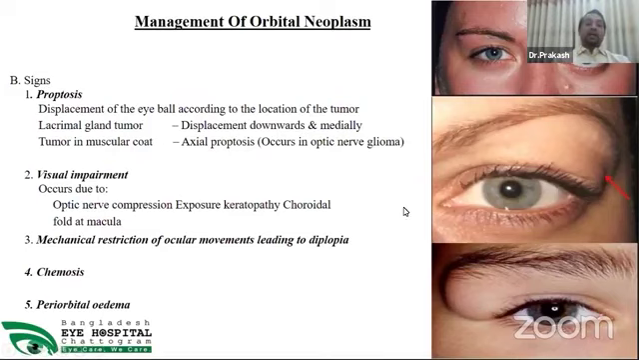But suppose here is a dermoid. If it is medial, it will push the eyeball laterally.